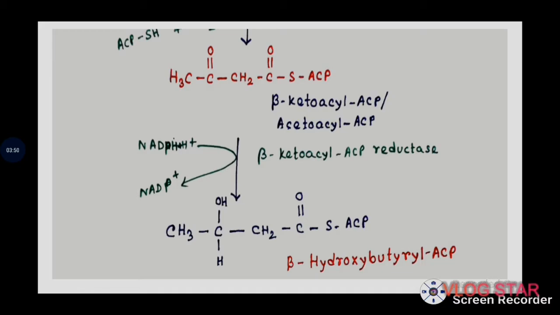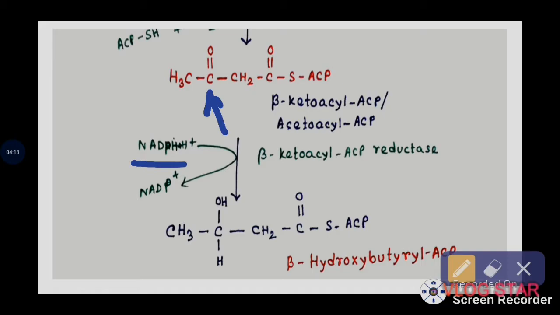So here you can see very well, I have told you earlier that in car driver, R means reduction. Whenever there is reduction, you will need NADPH plus H plus. So here you see that NADPH plus H plus is needed, and the H2 is added here, forming OH and H. So the name will be beta hydroxybutyryl.